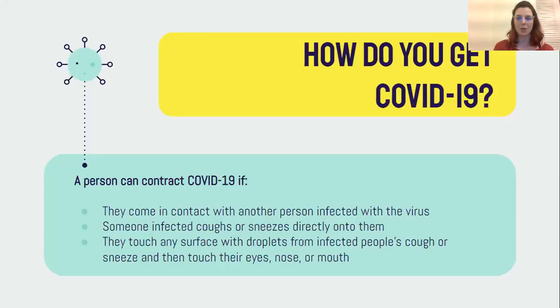So how do you get COVID-19? A person can contract COVID-19 if they come into contact with another person infected with the virus, if someone infected coughs or sneezes directly onto them, or if they touch any surface with droplets from an infected person's cough or sneeze and then proceed to touch their eyes, nose, or mouth.